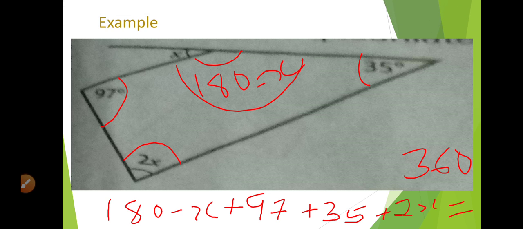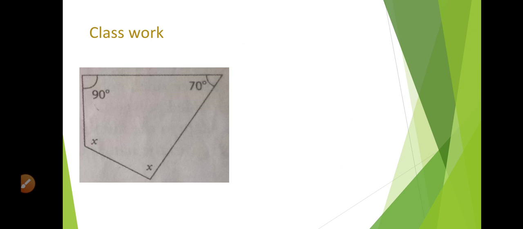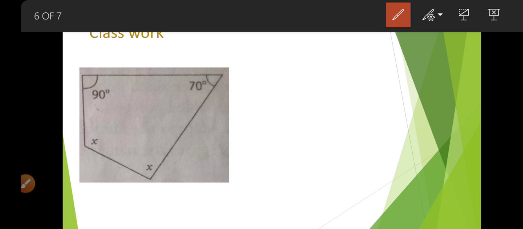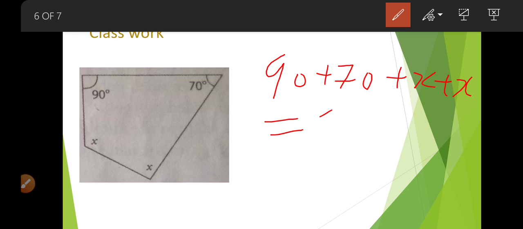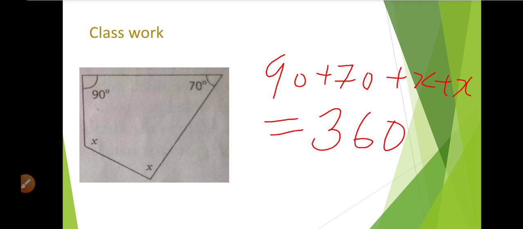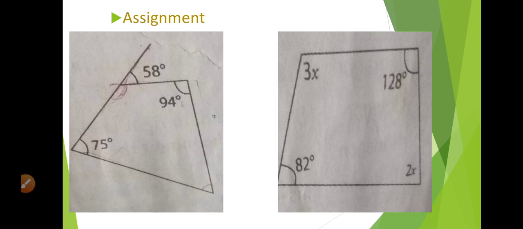So now let me give you a classwork on how we are going to do this. The classwork says we have to find this angle x also. So from this classwork, let me guide you. It's going to be 90 plus 70 plus x plus x, and everything is equal to 360 degrees. So I'll be expecting the solution of this classwork right away, and after that we will also be having an assignment. So this is assignment 1 and assignment 2.